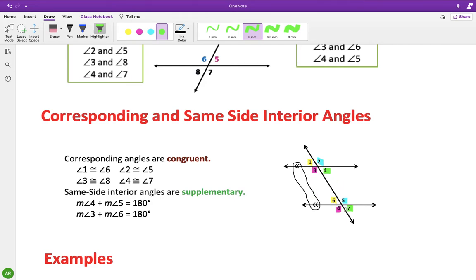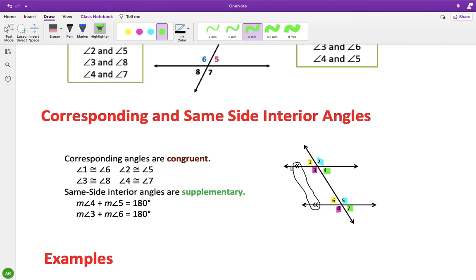Now, if you look at angles 1 and 6, they are both very clearly acute angles. They're less than 90 degrees, so it would make sense that they could be equal to each other. Conversely, 3 and 8 are both obtuse angles, which very clearly look like they're greater than 90 degrees, so it makes sense that they could be equal to each other. You can make a similar argument for 2 and 5 and 4 and 7.